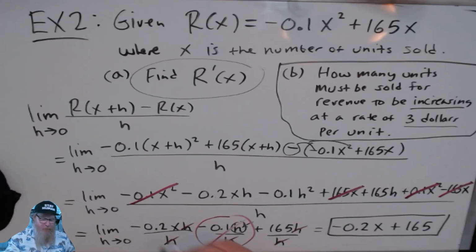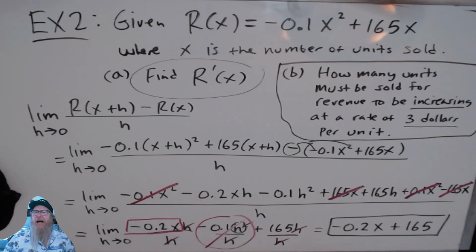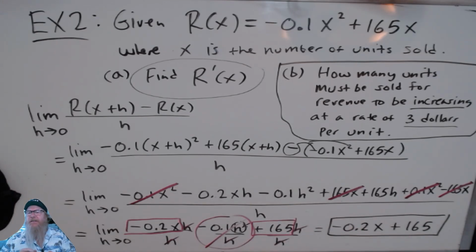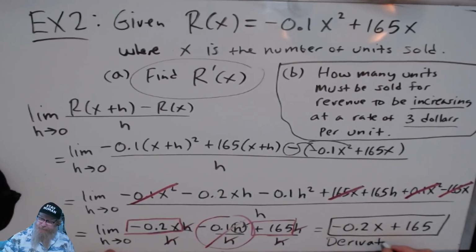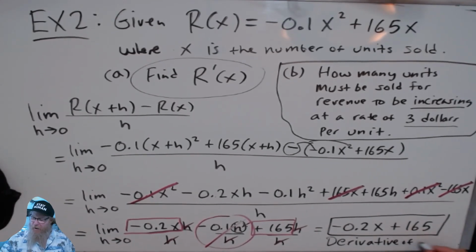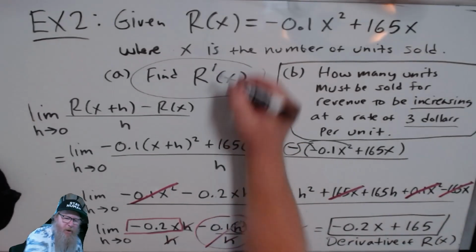So all you're left with is the first term, negative 0.2x, and the last term, positive 165. So this is your derivative. All right, that's the derivative of r, also known as r prime.